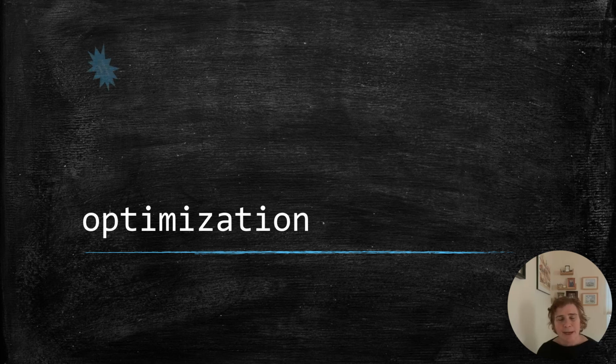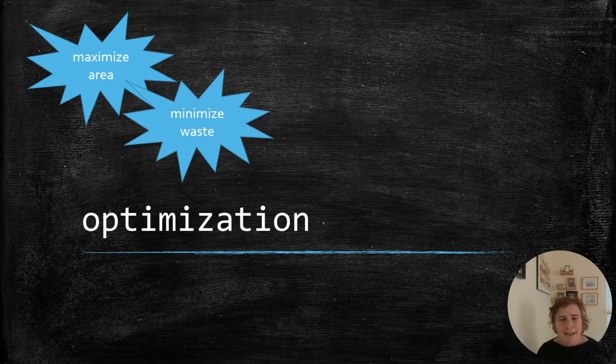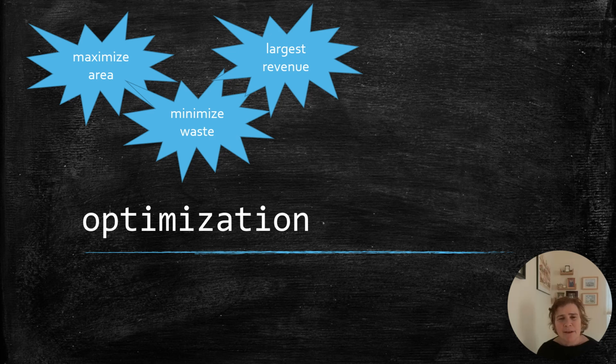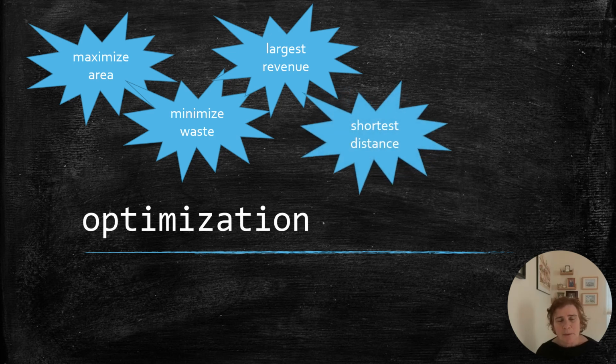Here's some questions you might want to answer using optimization. How could we maximize the area of a given region? Or how could we minimize the waste in producing an item? How can we achieve the largest revenue? And what is the shortest distance between two objects?